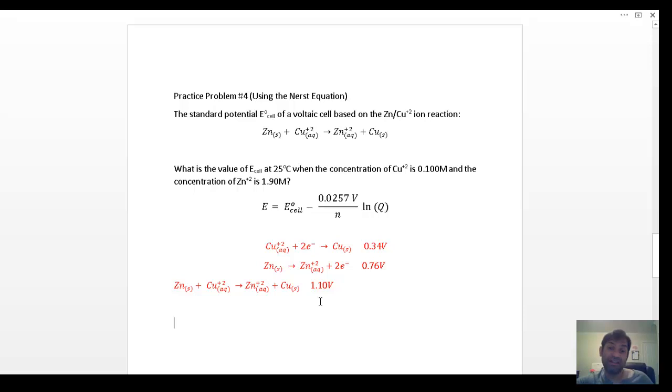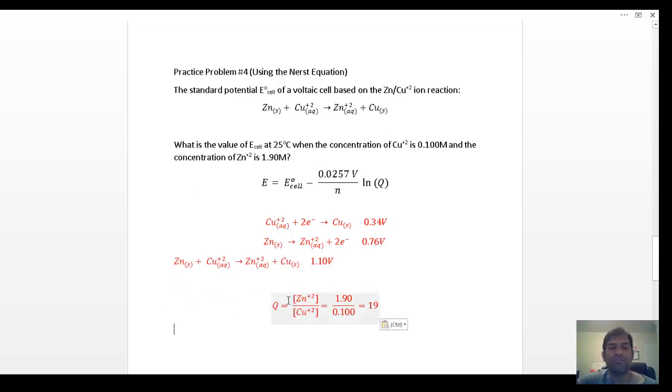1.10 volts, spontaneous. Let's calculate Q, products over reactants. It's going to be the concentration of zinc over the concentration of copper, raised to the power of 1, right? So it's not squared, it's not cubed, it's just raised to the power of 1. So Q is products over reactants. I'm getting about 19. So let's plug that into our Nernst equation.